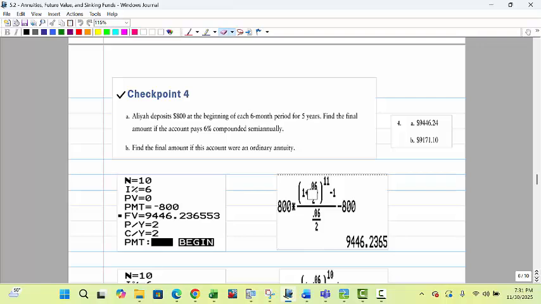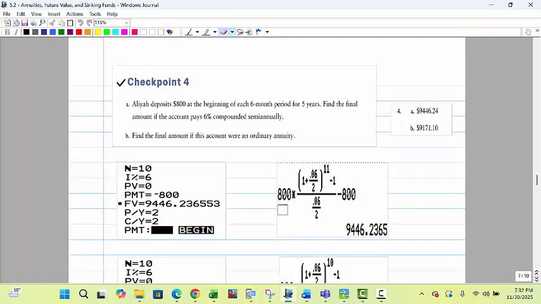So I'm going to look at the formula first, then I'm going to do the TVM solver in real time. So you take the 800, you multiply it, and here's this big fraction, then 1 plus 0.06 divided by 2, you raise to the 11th because it's n plus 1, 10 plus 1. Minus 1, and then you divide by the interest rate, both places, 0.06 divided by 2. Then you subtract off the 800 at the end. And that gives you 9446.2365.